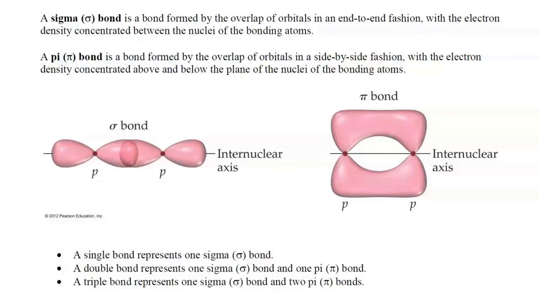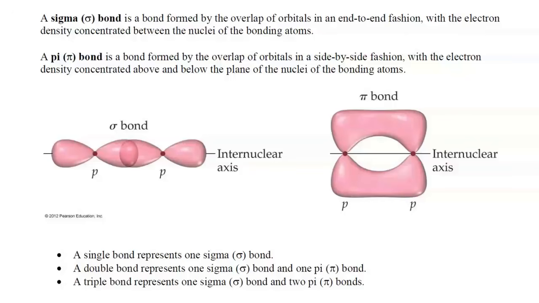So a sigma bond is a bond formed by the overlap of orbitals in an end-to-end fashion, as you can see in the diagram on the left side of the slide, with the electron density concentrated between the nuclei of the bonding atoms. A pi bond, which is different than a sigma bond, is a bond formed by the overlap of orbitals in a side-by-side fashion, as you can see in the diagram on the right side of the slide, with the electron density concentrated above and below the plane of the nuclei of the bonding atoms.